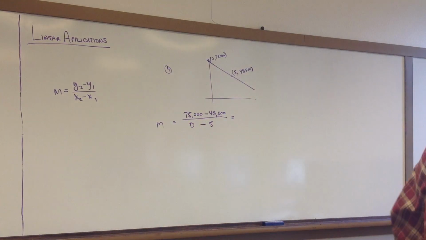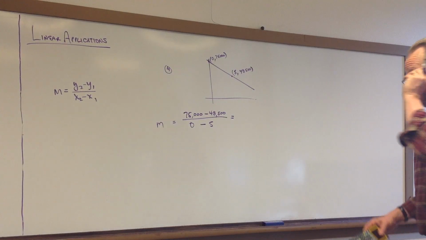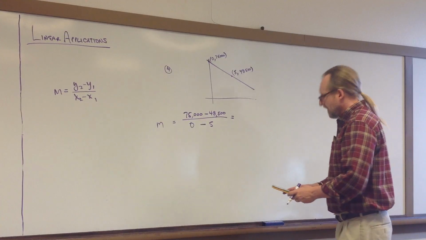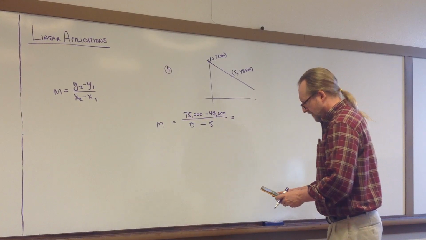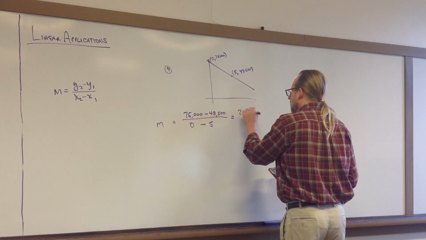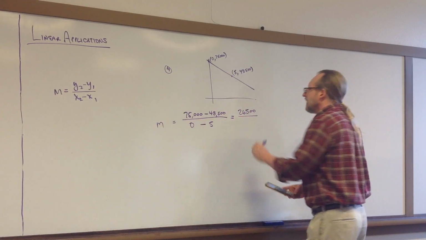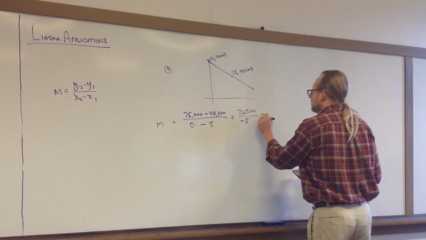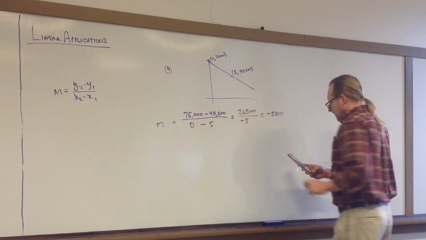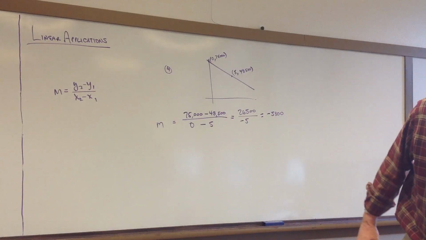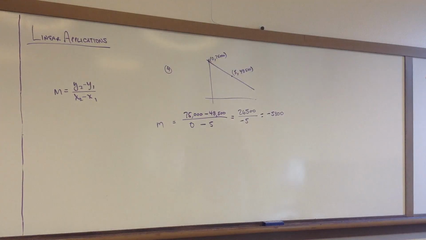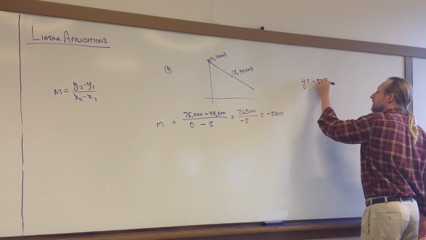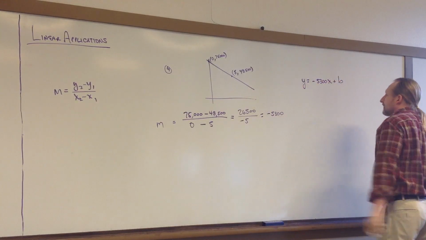All right, let's see here. I think I'll get the calculator out and do some multi-digit subtraction here. 75,000 minus 48,500, that's 26,500 over negative 5. Divide by negative 5, so this is negative 5,300. That's our slope. Okay, so that means the equation of our line is going to be y equals negative 5,300x plus b.